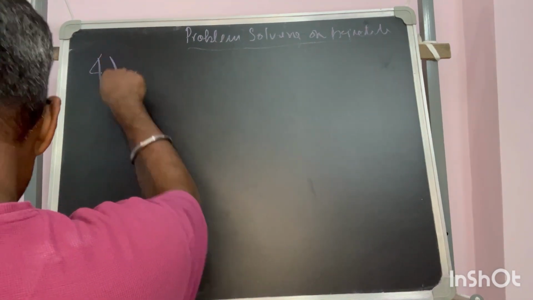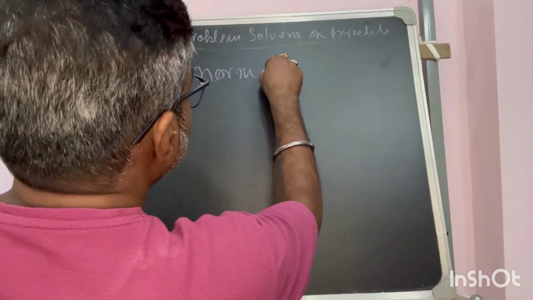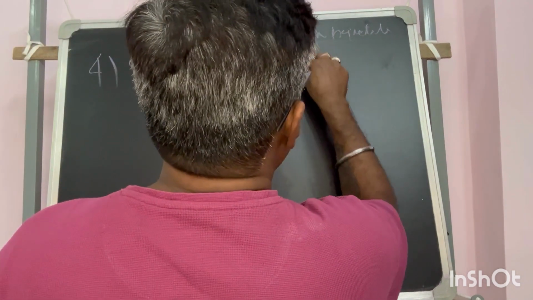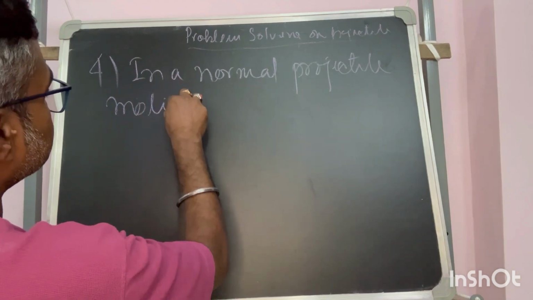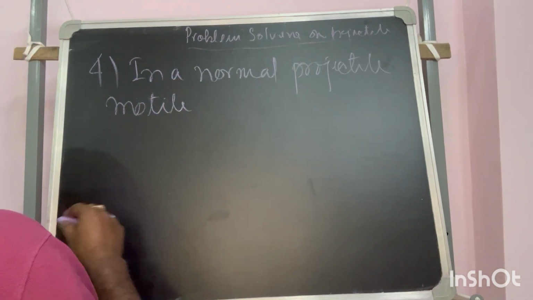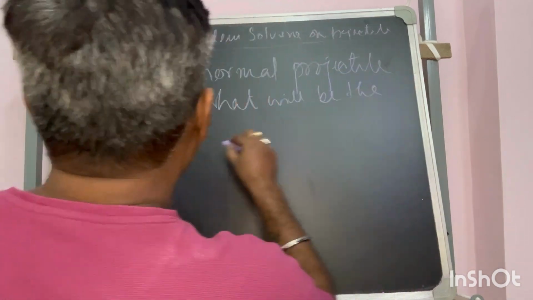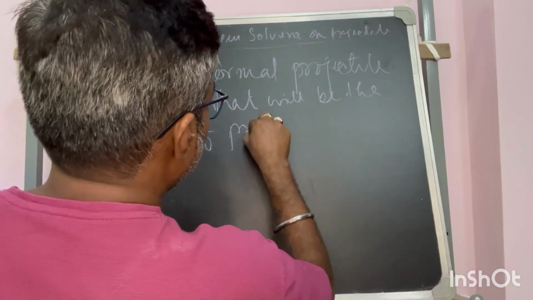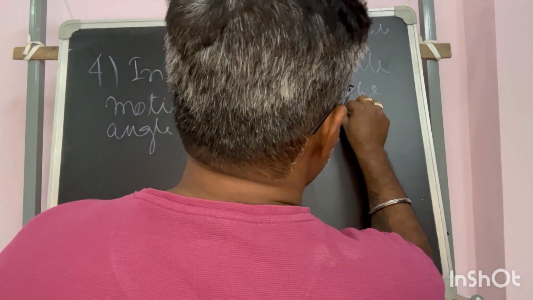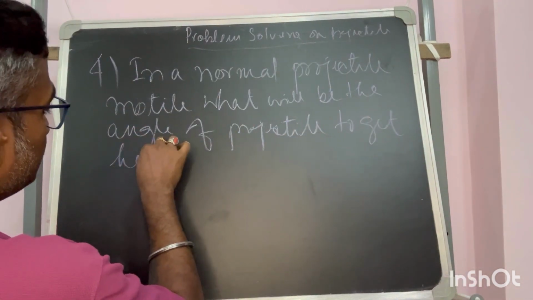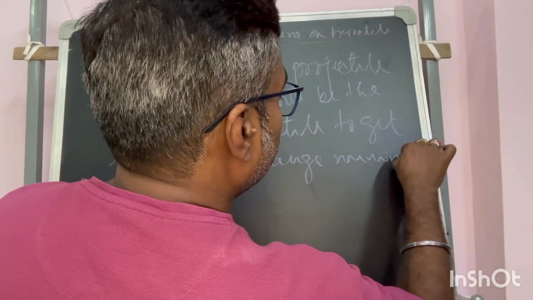Okay, the number 4 problem will be the next problem, and that is saying: in a normal projectile motion, what will be the angle of projectile to get the horizontal range minimum?